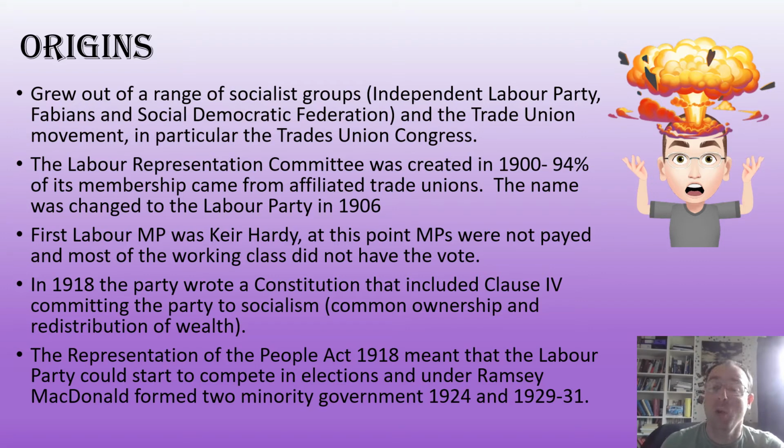So these were people who were part of a trade union, and that trade union would then affiliate to support the Labour Party, and therefore the members of the trade union also became members of the Labour Party itself. Now, it was a bit of a struggle to get working class members of Parliament at this point in time, and we'll look at that in more detail in a second. The party name changed in 1906 and it became the Labour Party.